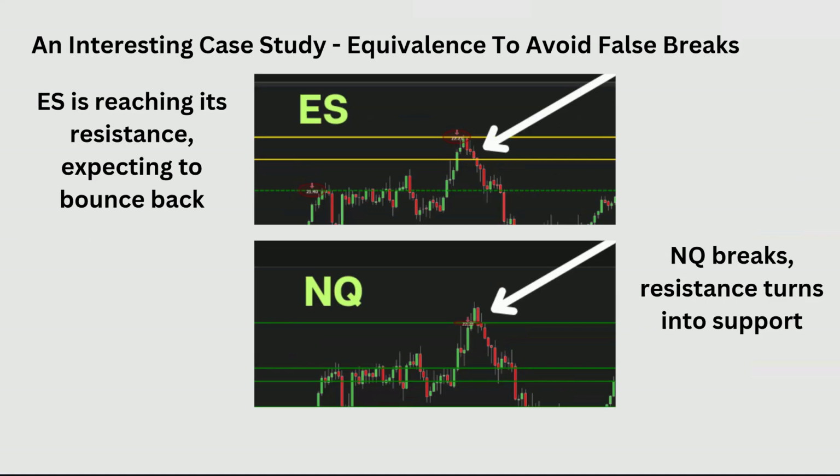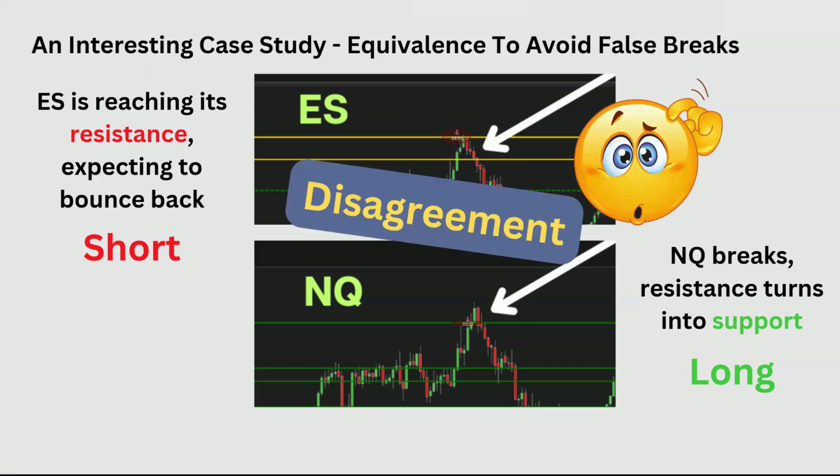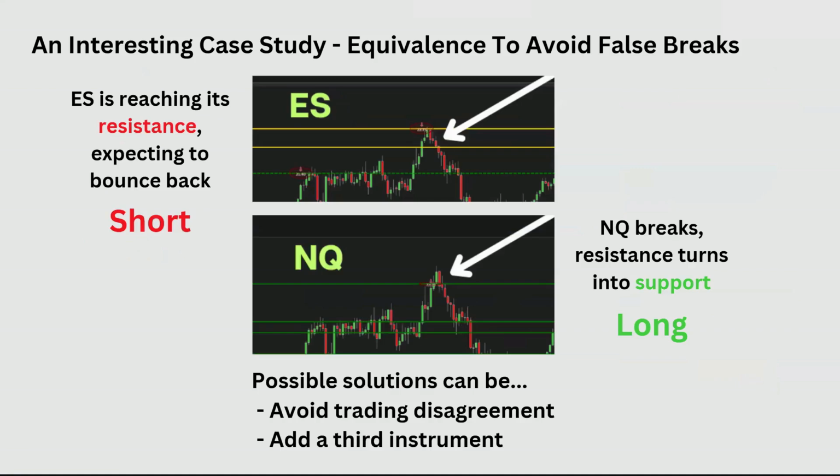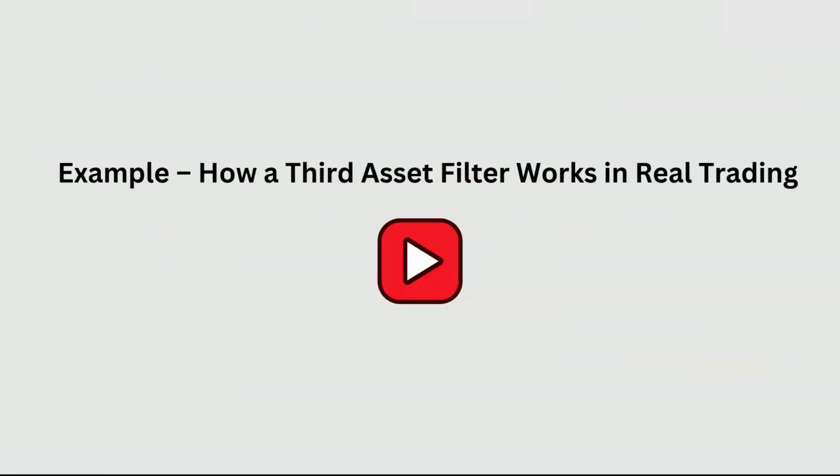ES is reaching its resistance, NQ bounces off support. On one hand, we expect the buyers to take control. On the other hand, we expect the sellers to take control. This is what I call disagreement. One of them must give up. Possible solutions? The first can be to avoid trading in such cases. Another solution can be adding a third instrument to the correlation analysis.